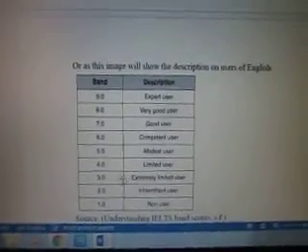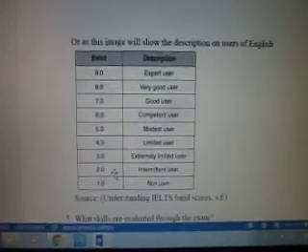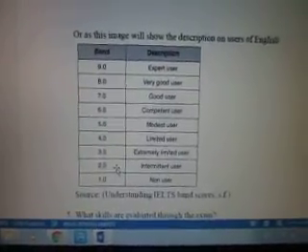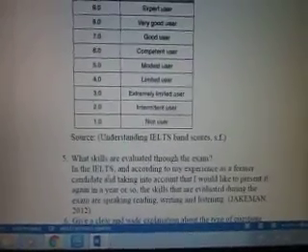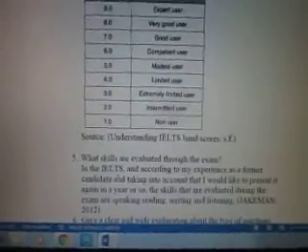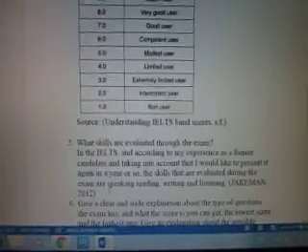5, 4 is not a good user of the language. The next question is, what skills are related to the exam? I have been talking about during this video. They evaluate speaking, reading, writing, and listening. So that's the main skills that are evaluated in this situation.